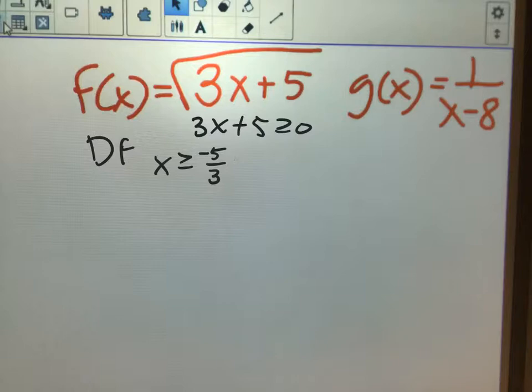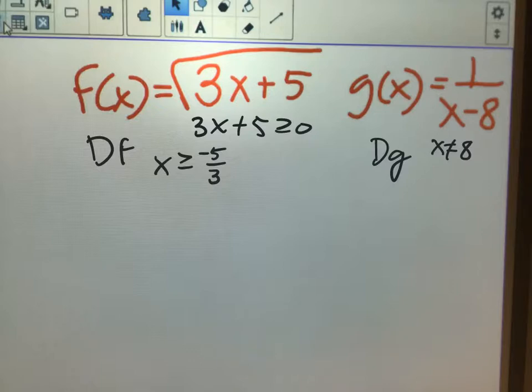Okay, good. Almost everybody. Then there's the x not equal to 8 here. I could have written out x minus 8 not equal to 0 and solved it, but there's the domain of g. And now, what do you do to find the domain of f plus g? You see where these two will overlap.